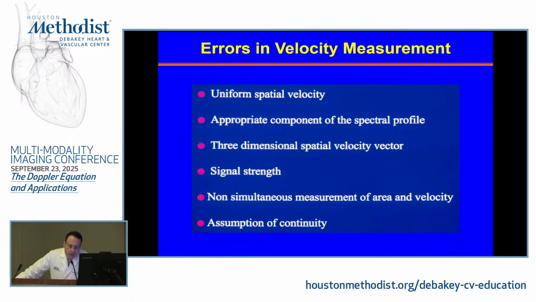Ideally, you want to average, and also ideally you do not want to record flows where the cycle length is so short that the valve does not actually open and there is no flow into the systemic circulation. And then the last assumption is the assumption of continuity.